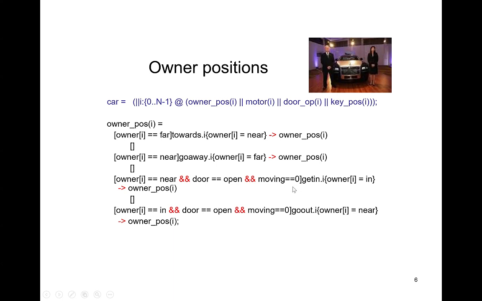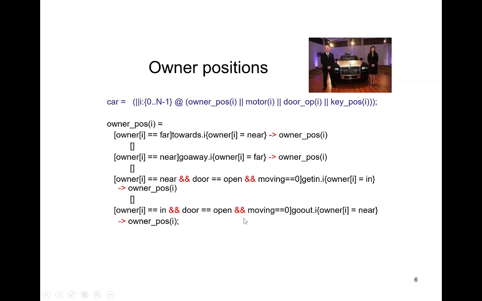I put moving equals 0 just to be really conservative, right? If you watch a 007 James Bond movie, they can get into the car while the car is still driving, even at fast speed. So you could get rid of this particular predicate to allow behavior in the 007 style of scenario.